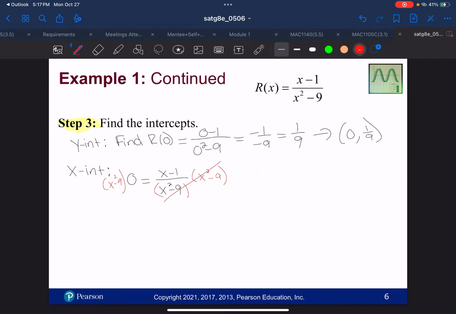So these will cancel on the right, and this will leave me with x minus 1 is equal to 0, since 0 times anything is 0. So really, when you're trying to find the x-intercepts, you just need to set the numerator equal to 0 and solve. So therefore, x is equal to 1, and so our x-intercept is (1, 0).